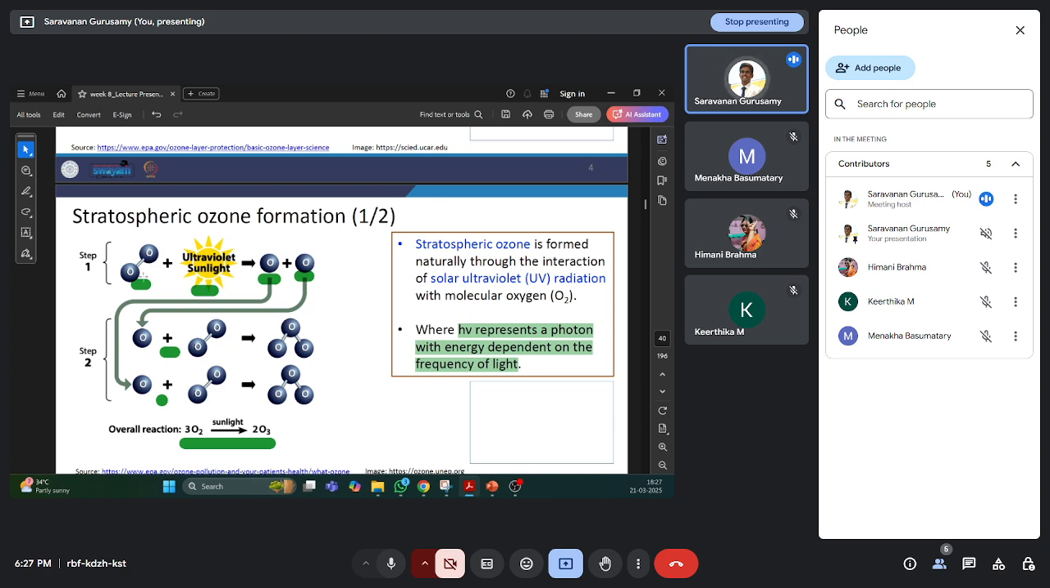How is ozone formed in the stratosphere? It is formed from the oxygen in the atmosphere. Whenever it reacts with the sun's ultraviolet radiation, it is split into O and O. One O will join with an oxygen molecule, and another O with another oxygen molecule. They combine and form ozone. So the whole reaction is 3 O2 with sunlight gives 2 O3, ozone molecules. The h nu is the photon, the energy-dependent UV sunlight, that when it reacts with oxygen gives ozone.